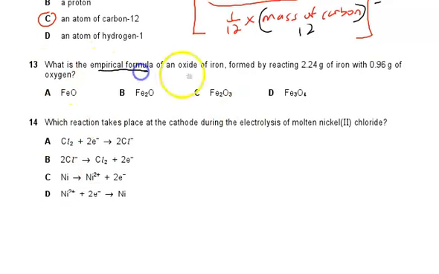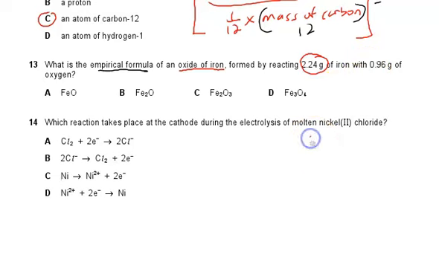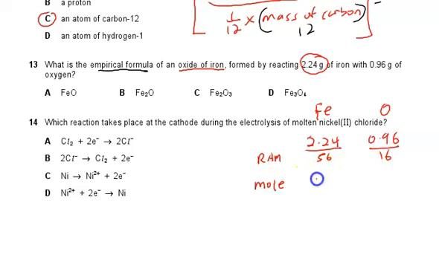Okay, now number 13. What is the empirical formula of an oxide formed by reacting 2.2 gram of iron with 0.96 of oxygen? So here let me explain to you the calculation part. 2.2 gram, this is iron, and here will be the oxygen, 0.96. Now we divide with the RAM, 56, and here is about 16. We get the mole calculation for this, and here will be 0.04, and here will be 0.06.